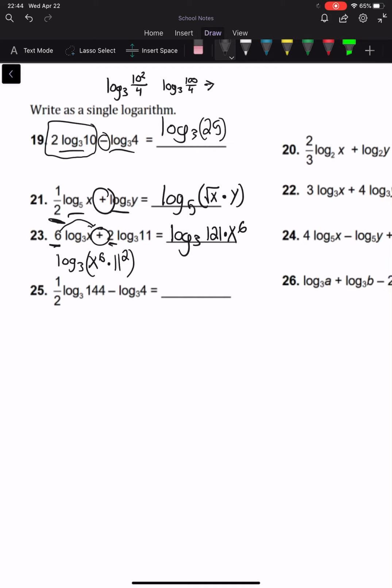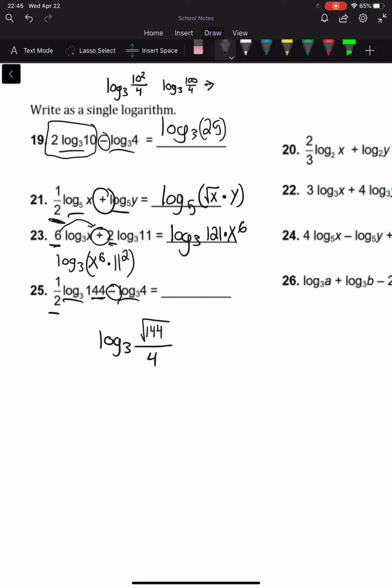And our last question, number 25. So to condense this one, we know we're going to have log base 3 because both of them have that. So we'll have log base 3. Exponent rule coming in again with the 144. So we'll have 144 square root of that. And we'll be using our quotient rule because of the subtraction sign. So over 4. And once again, we can condense this.